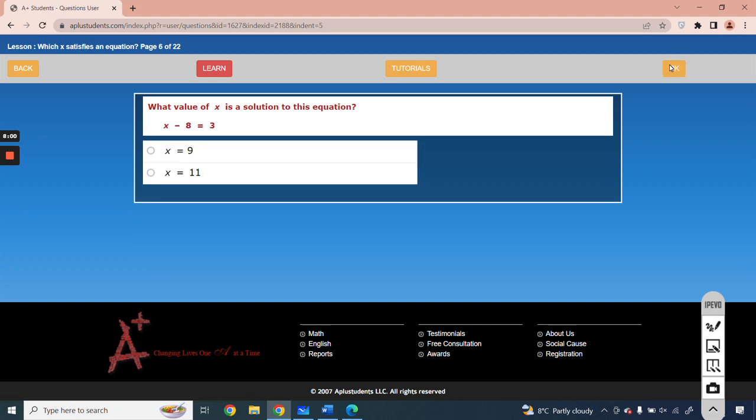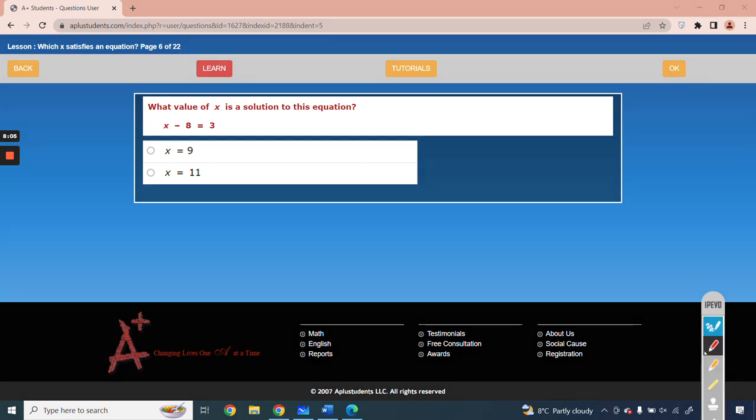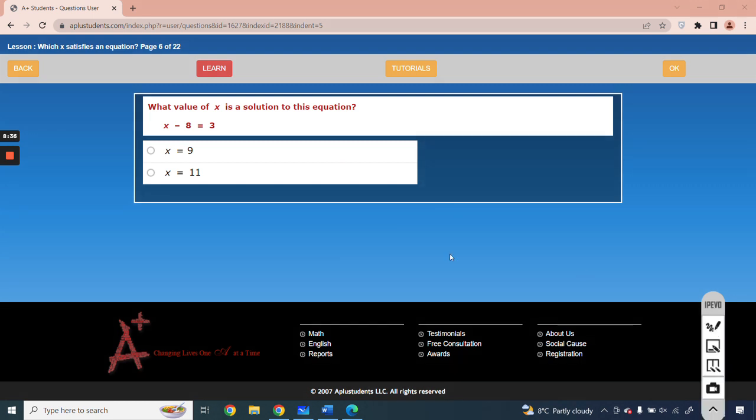Okay, what value of x is a solution to the equation? Now you are given two options. Use the options. The first one is x equals 9. 9 minus 8 equals 1. This isn't the solution of the equation. Just check with the second option, x equals 11. Replace the x with 11. It would be 11 take away 8 is 3. So it is 3 equals 3. That means the correct option is x equals 11. Just select the correct option and click on the OK button.